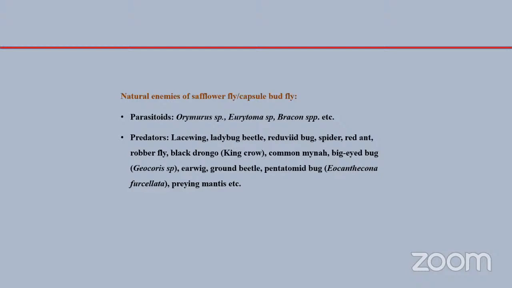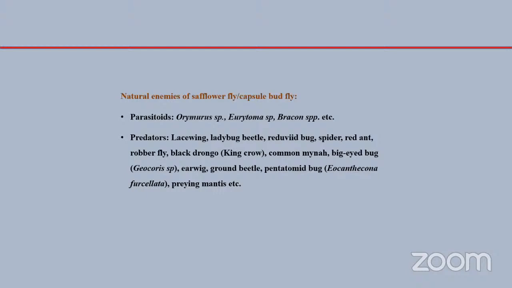So next, the natural enemies of safflower fly or capsule bud fly. The parasitoids that are known to be effective against this fly are Oremura species, Eurytoma species, and Bracon species.